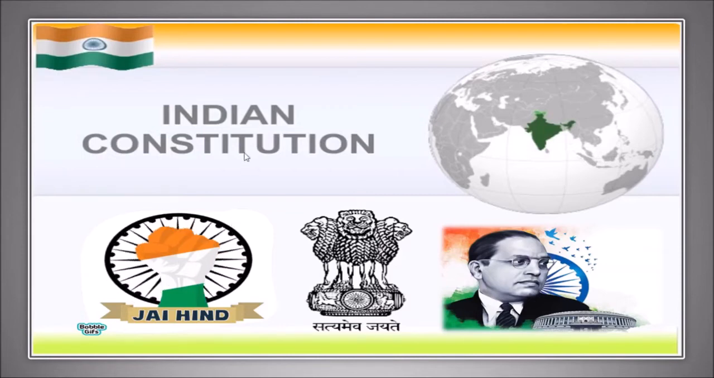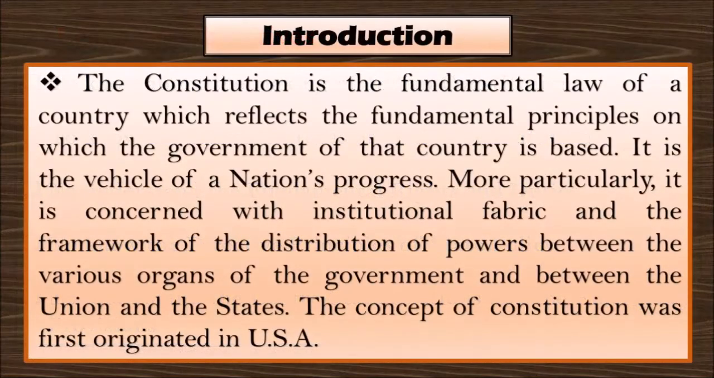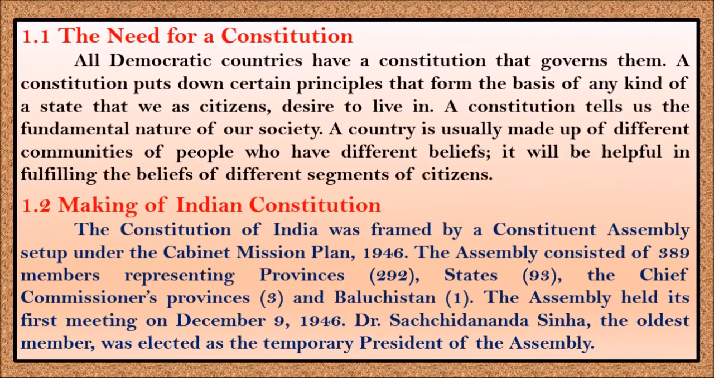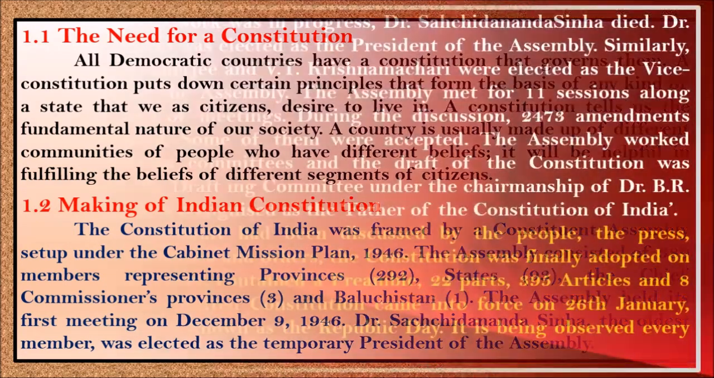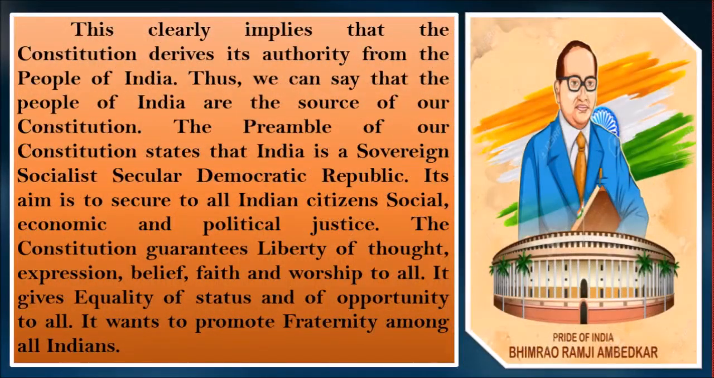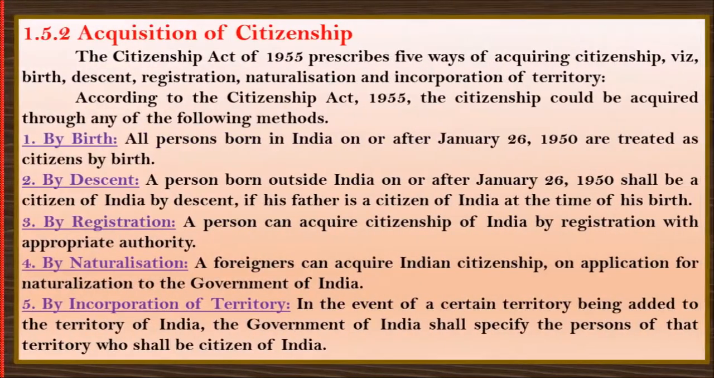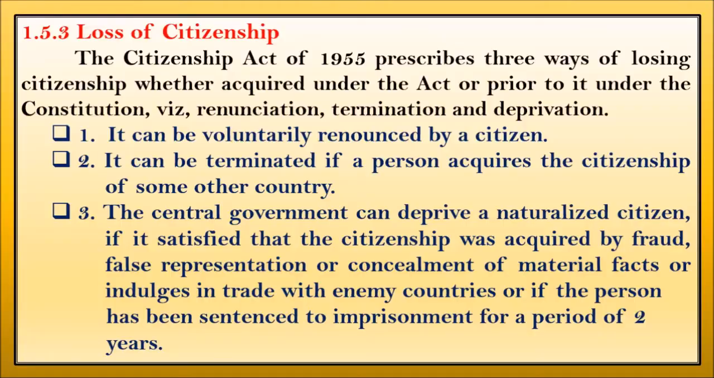I hope you have understood part 1, right? So let us have a quick recap on what we have discussed in part 1. We have discussed chapter 1 in civics, that is the Indian Constitution. In that we discussed the learning objectives of the lesson, the introduction, the need for a constitution, the making of the Indian Constitution, salient features of the Indian Constitution, the preamble, the Citizenship Act of 1955, and acquisition of citizenship.